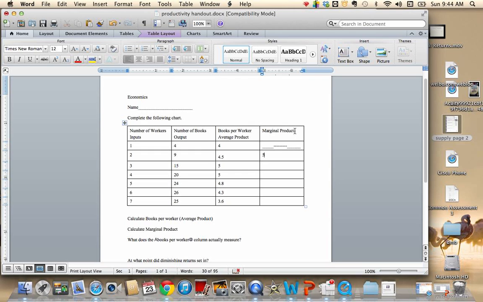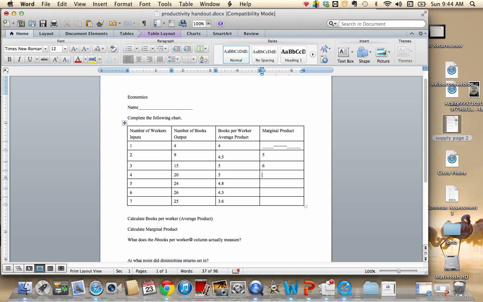And the calculation for doing this is the change in output. So we're going to look, the change is 5, and the change over input. So the change is 1. So 5 over 1 is 5, and I'm only going to change it by 1 each time. So when you had 2 workers making 9, you now have 3 workers making 15. So that third worker actually added 6. The difference between 9 and 15 is 6.